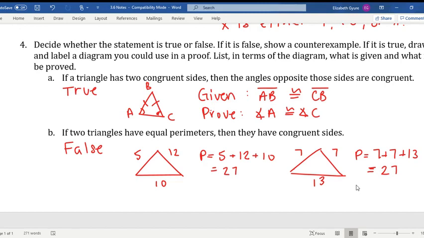And if you wanted to do a little bit more of a written explanation, you could list out some side measurements, like maybe the measure of AB equals 5, the measure of BC equals 12, and the measure of AC equals 10, and show what that sum is, and then maybe do the same thing with another triangle and do it more as a written explanation. This is just a quick visual way to do a counterexample.